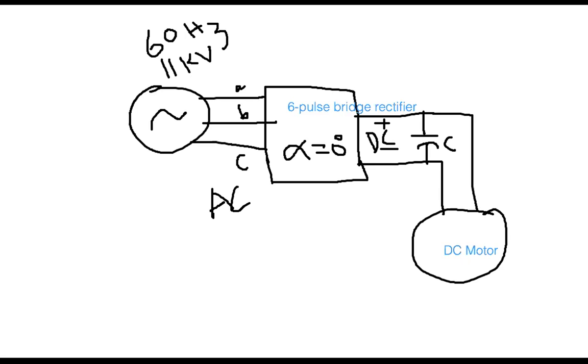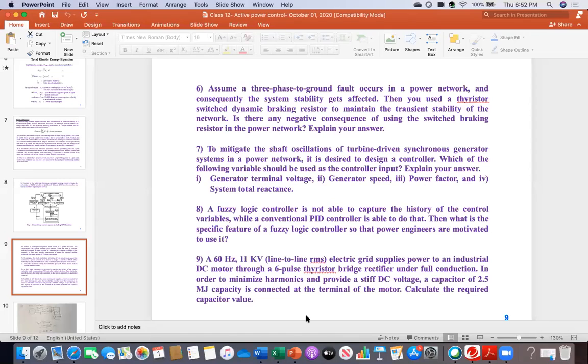Okay, now I am going to that problem. Now this is your diagram. Now read this one. A 60 Hertz, 11 kV line-to-line RMS electric grid supplies power to an industrial DC motor through a 6-pulse bridge rectifier under full conduction. Under full conduction means firing angle alpha is 0 degree. Now, in order to minimize harmonics and to provide a stiff DC voltage, a capacitor of 2.5 megajoule capacity is connected at the terminal. That is that capacitor.